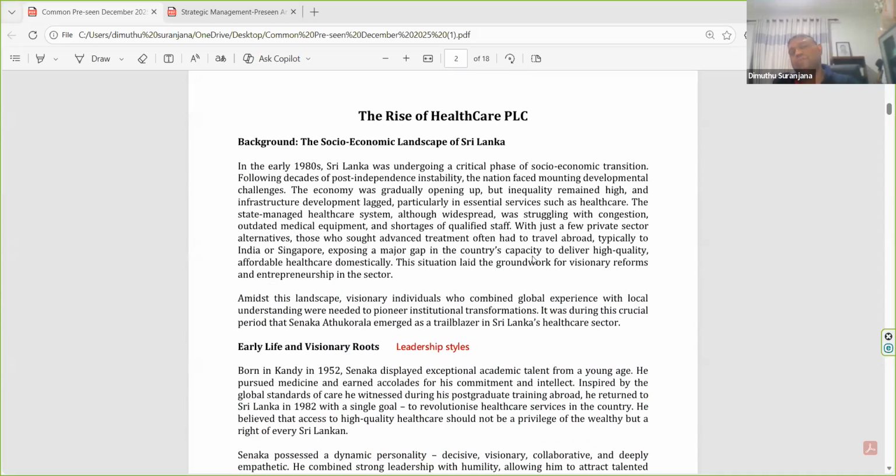We'll go through this. First of all, we look at the topic name. So what is the topic name? The topic name is the rise of Healthcare PLC. The rise of Healthcare PLC. If you look at the past case studies given also, the examiner is more interested in hospitals. Now here also he has given a hospital.